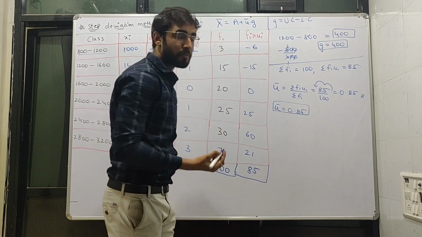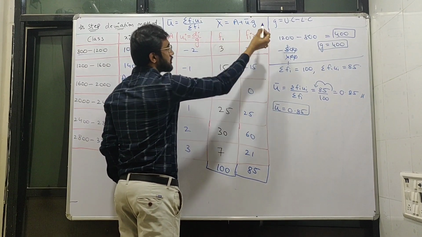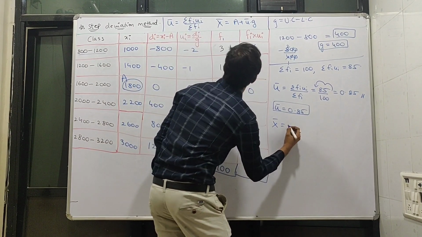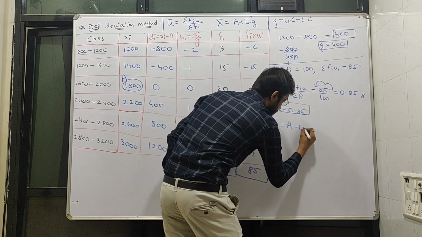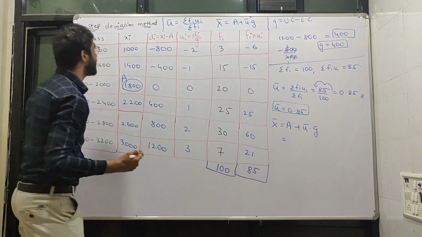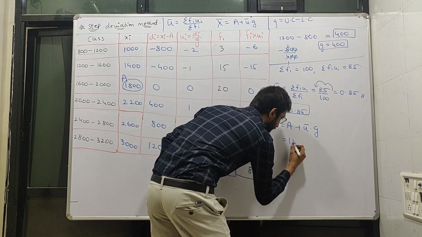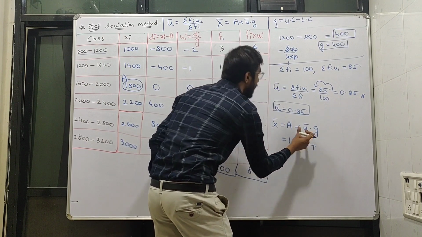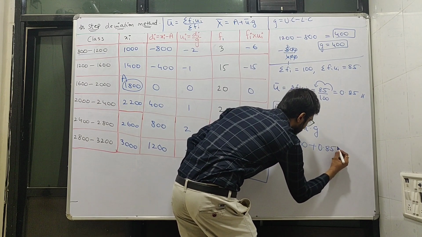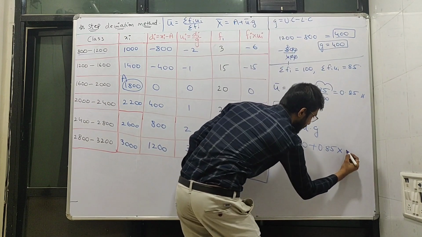Next, our final formula for step deviation method, X bar. X bar is equal to A plus U bar into G. So X bar is equal to A plus U bar into G. The value for A, the value we have assumed here, is 1800. So 1800 plus U bar, the value for U bar we have obtained here is 0.85 into G. The value for G is 400.